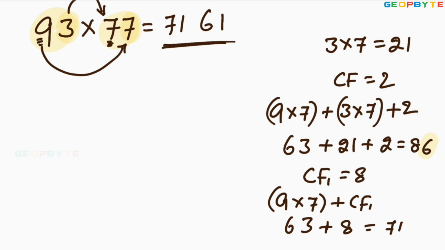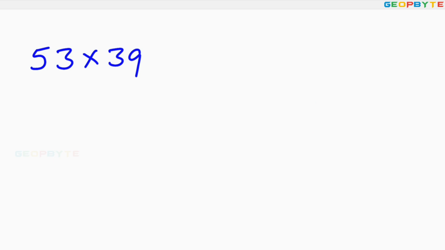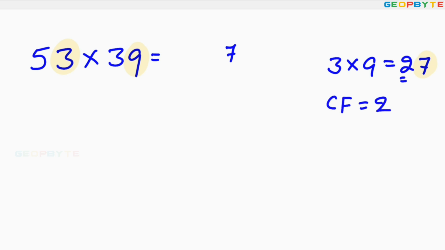Shall we take one more multiplication? Yes. Look at the value. 53 into 39 is how much? First, what should you do? You have to multiply 3 and 9. 3 into 9 is equal to 27. You select the unit place digit, that is 7. Put here. The 2 is coming under carry forward. Carry forward equal to 2.